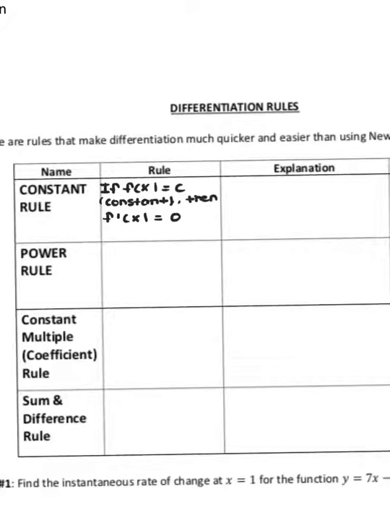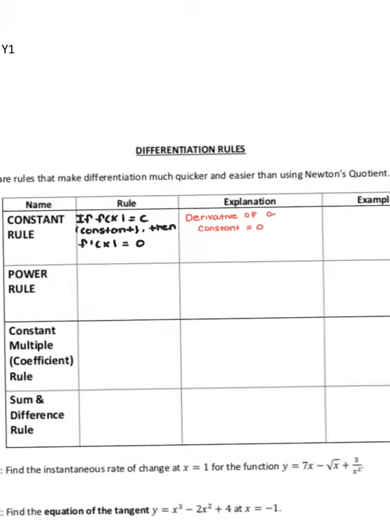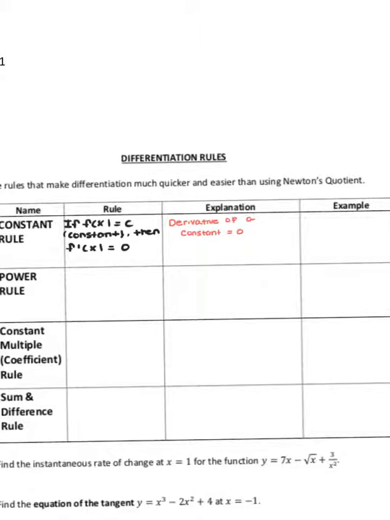So I'm just going to write that down under explanation. Derivative of a constant equals 0. So for example, if f of x is equal to 4, then f prime x is equal to 0. Pretty simple.